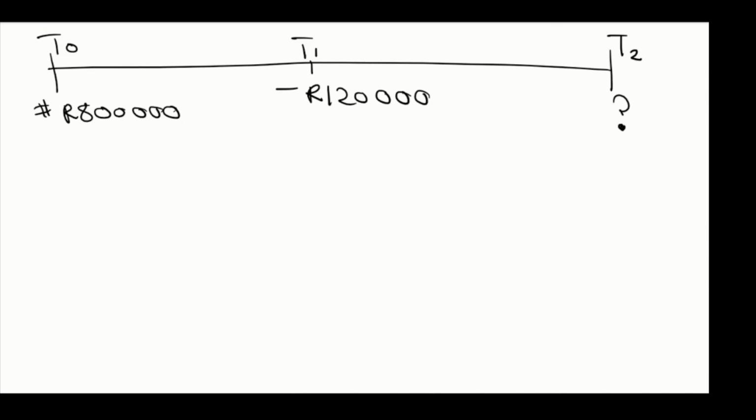Okay, so the first step we're going to do here is draw our timeline. So at t0, the event that happened there is 800,000 was inherited by Kevin, and at t1 he withdrew an amount of 120,000 rand. So I want to know how much is in the account in 2 years' time.